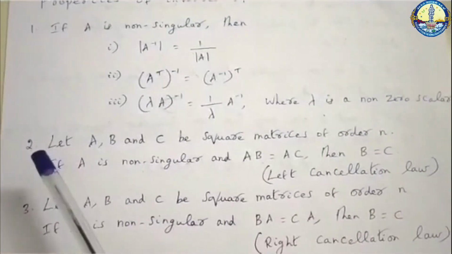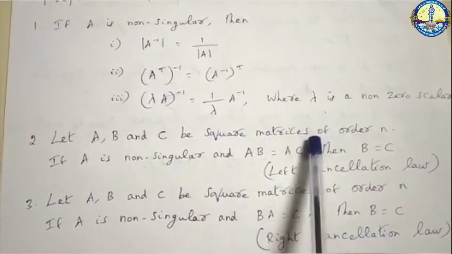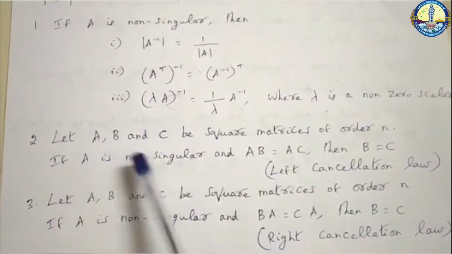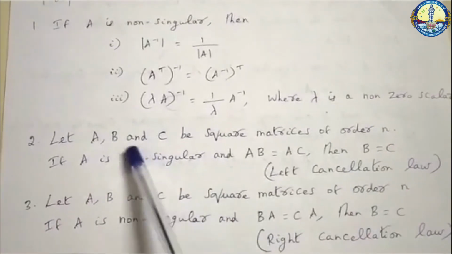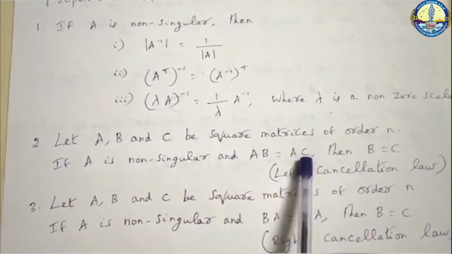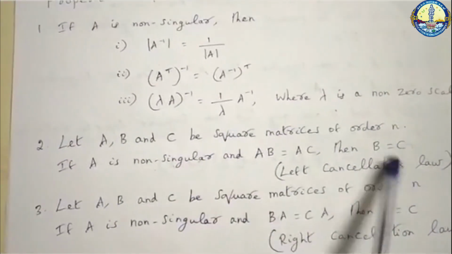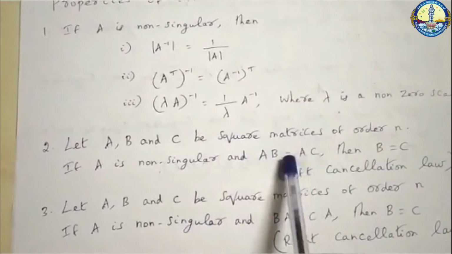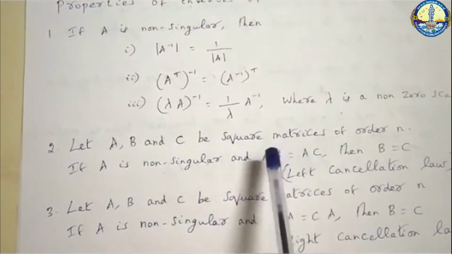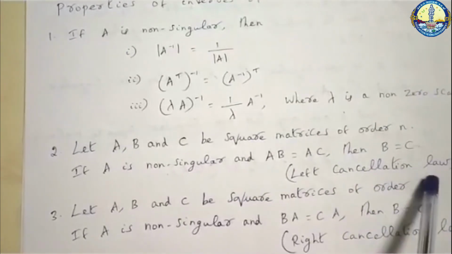Second one: let A, B and C be square matrices of order n. If A is non-singular, meaning determinant not equal to 0, and AB equals AC, then B equals C. This is called the left cancellation law. Here in AB equals AC, A is present on the left, so we cancel A and A, and the result is B equals C.